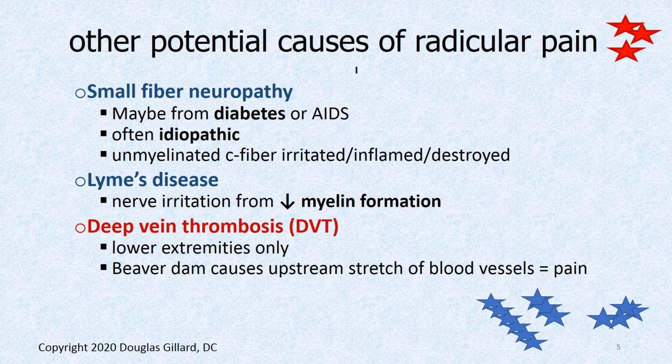Small fiber neuropathy, usually the cause of that is diabetes. That can also cause pain down the leg. Lyme disease is notorious for causing sciatica that no one can figure out. The bug destroys myelin around the nerves as well. And then, of course, deep vein thrombosis, and that's what we're talking about.